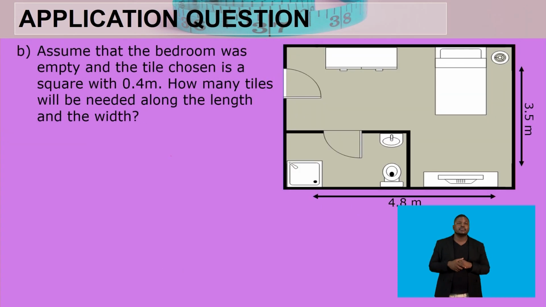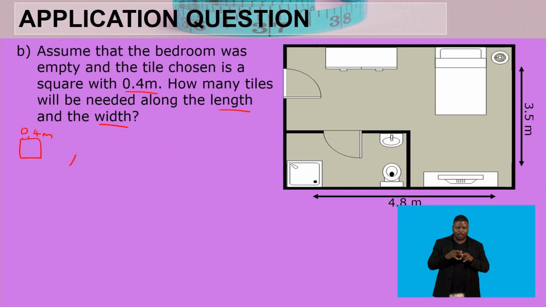B says, assume that the bedroom was empty and the tile chosen is a square with 0.4 meters. So if it's 0.4, it means all the sides of this square are 0.4 meters. How many tiles will be needed along the length and the width of this bedroom?